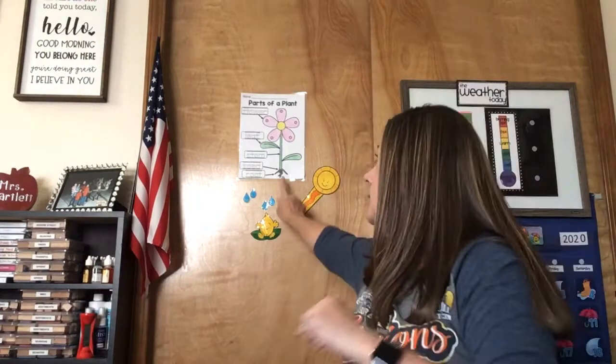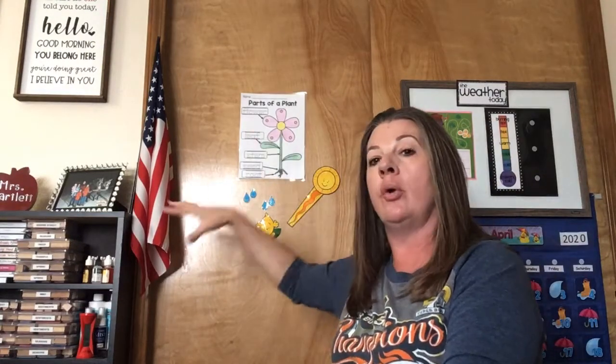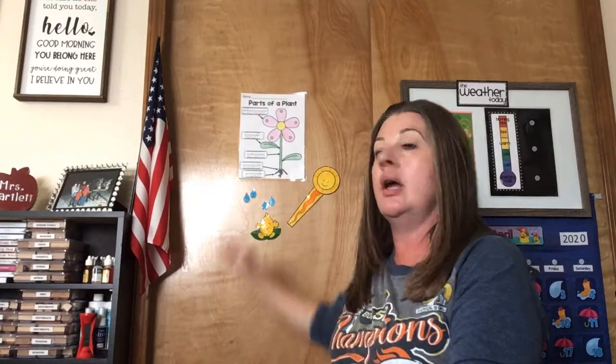So remember, when you have a seed and we need to plant that seed, what does it need? It needs somewhere for the roots to grow in, so it needs dirt. It needs water, and it also needs sunshine, right?